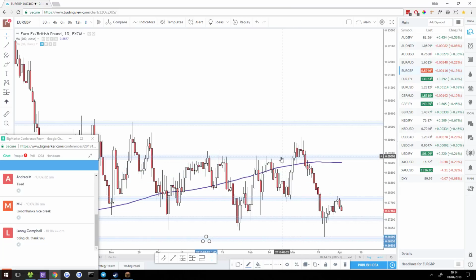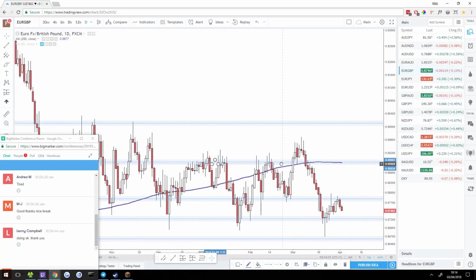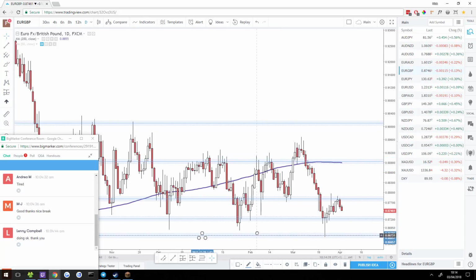I'm actually just going to remove this area. Well, not this one. This one that I just pulled down to here. I'm just going to remove that one. I don't think it's even needed.